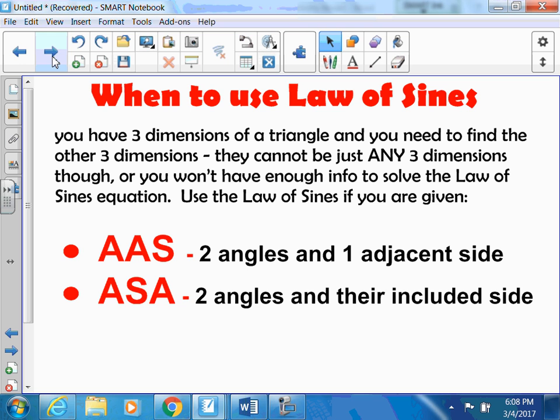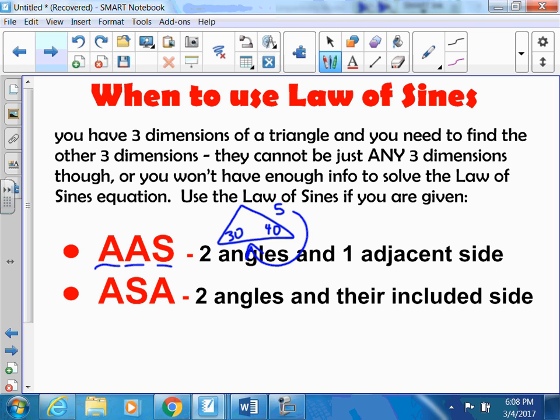All right, so when to use law of sines? Well, if we have a triangle, let's start off with, say we have this triangle right here. And let's say this is 30 degrees, and let's say this is 40 degrees here. And then we know this side is 5. That is angle, angle, side, because the side that we know is not in between the two angles. So that's why that's angle, angle, side.